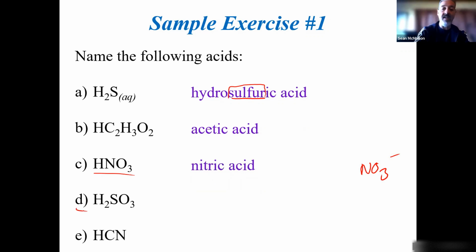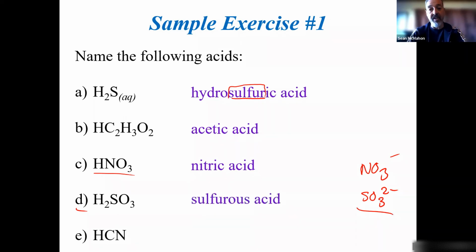Now for D, it's derived from this oxyanion, but that's not sulfate. Sulfate is SO4 2 minus. So this is 1 less. So this is sulfite. So this doesn't give me sulfuric acid, but it gives me sulfurous acid.